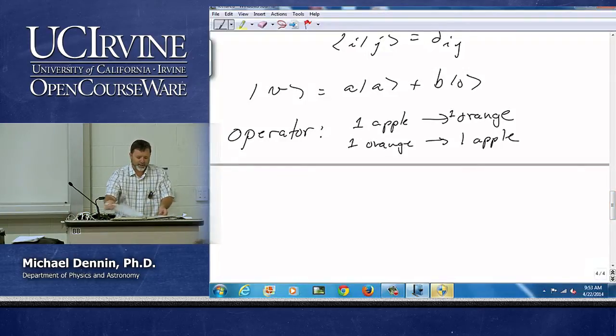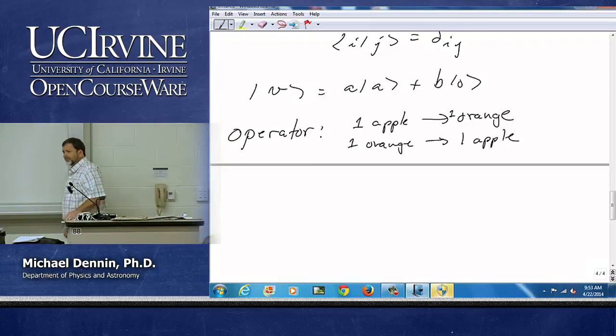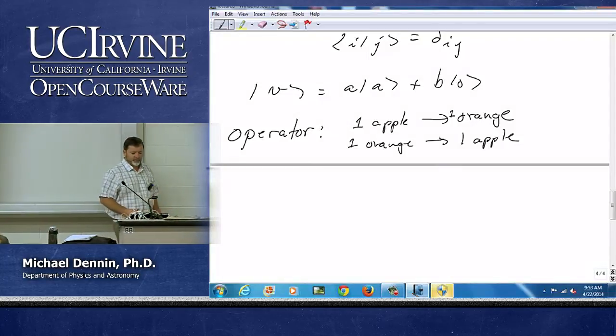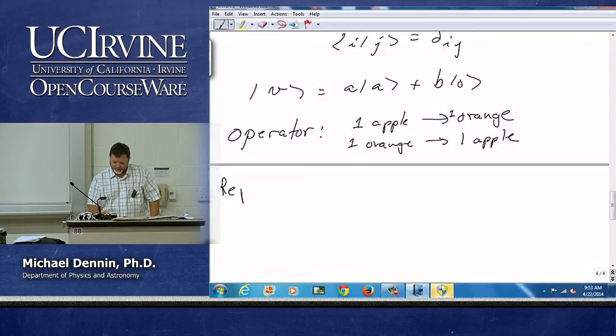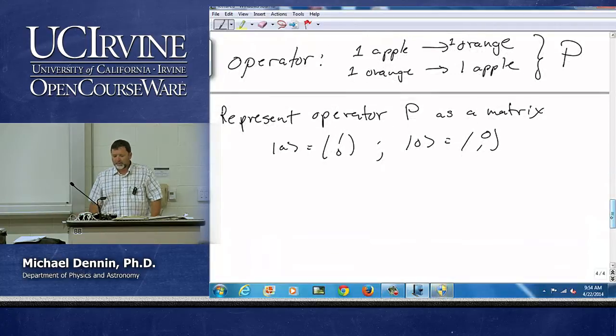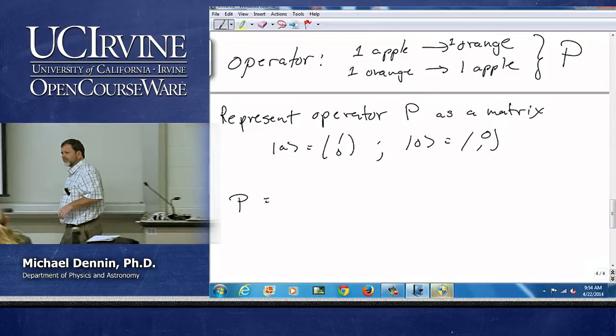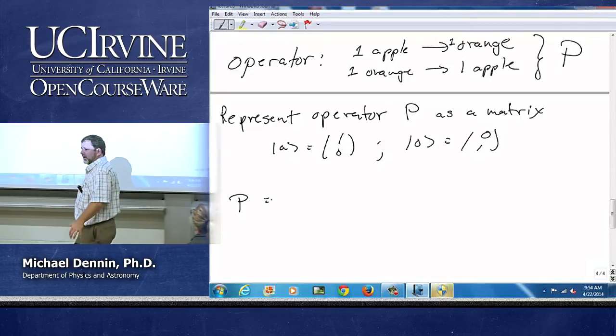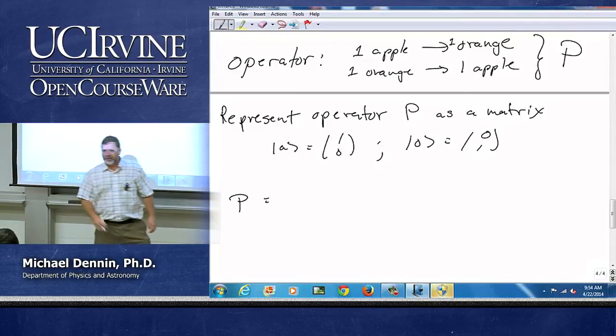How would you write that operator in our basis? So we want to represent our operator. We're going to call this operator P as a matrix, recalling that apples are 1, 0, and oranges are 0, 1. Anyone have a guess as how we might go? 0, 1, 1, 0 is probably what we're going to get.